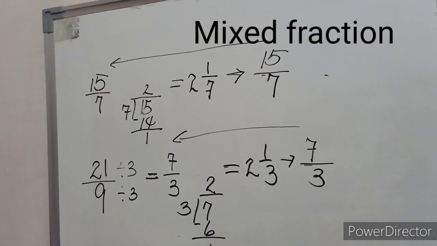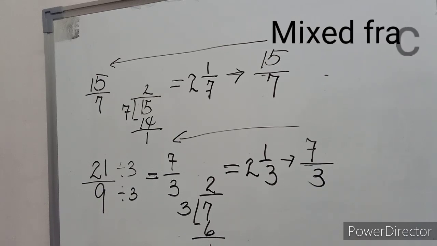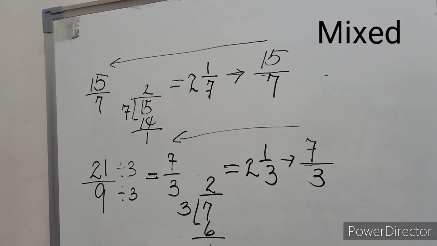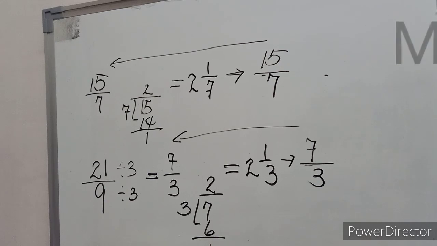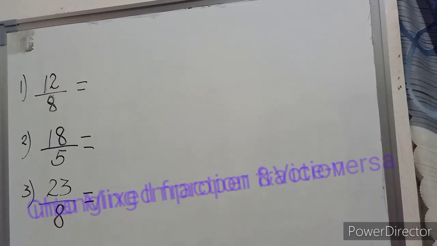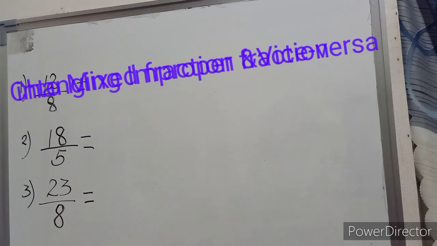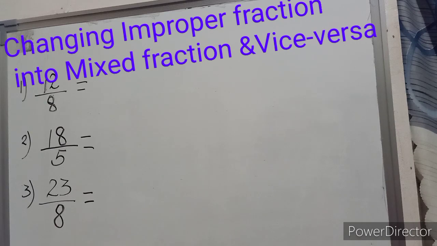Okay, so I hope that you have learned the process of changing an improper fraction into a mixed number, and a mixed number back to its improper fraction equivalent. So let us take more examples now. Let's see example number 1, 12 divided by 8.